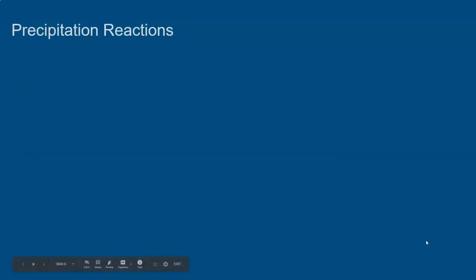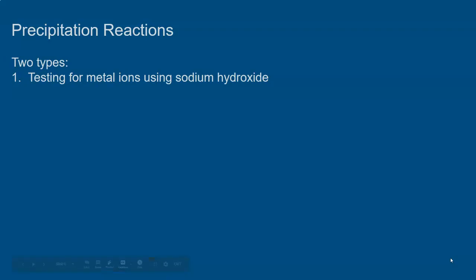Precipitation reactions. We did a fair bit of work on this in the analysis topic, and I would suggest that if you're struggling on some of the answers to these questions on this slide, then you go back and have a look at your answers in the analysis topic. But there are two types here. There are essentially those for metal ions, when we're testing for metal ions, where you add sodium hydroxide, and some of the non-metal ion tests.